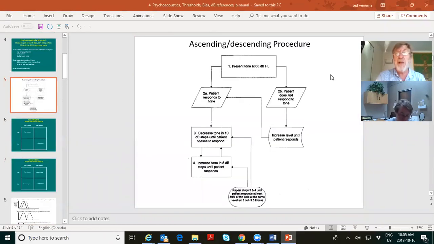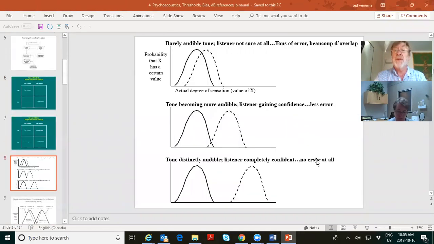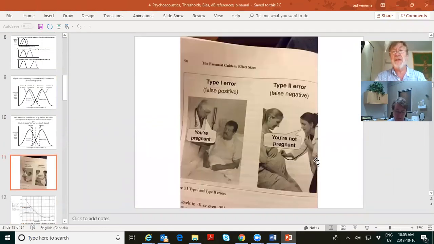Well, this one here, this black and white one, is just giving you an outline of the ascending-descending procedure as an example. You can do what happens on the left, or you can do what happens on the right, but we've talked about that already. So you can look at that on your own, but basically we've described it. Let's look at, yeah, these are getting pictures.